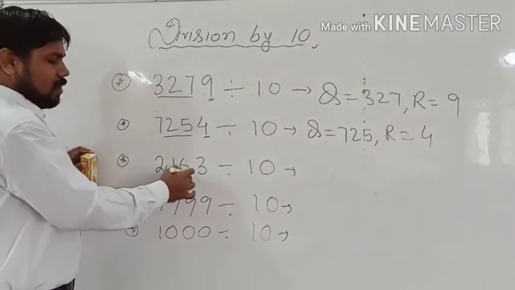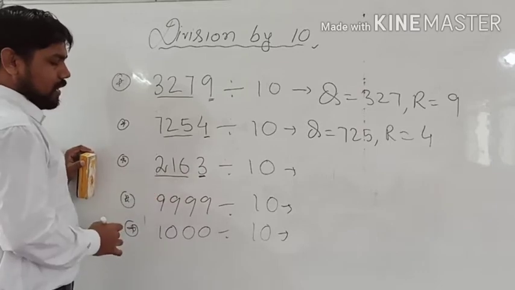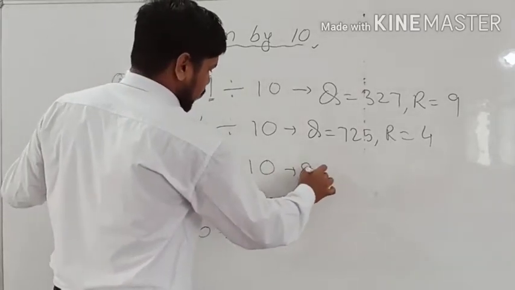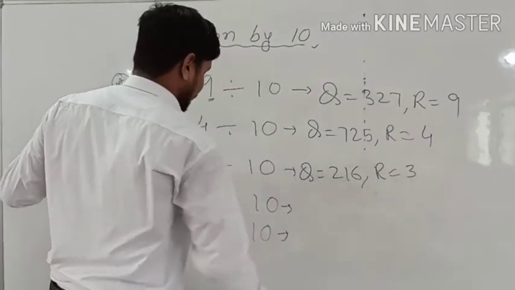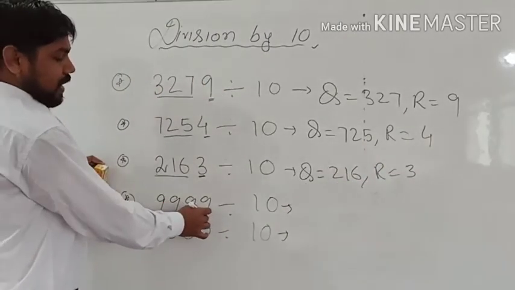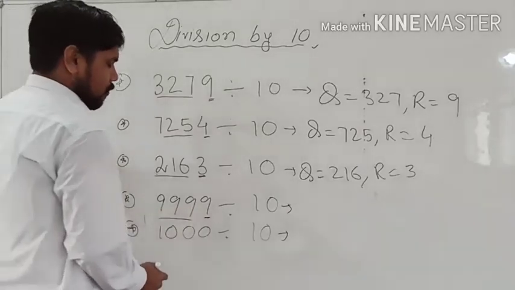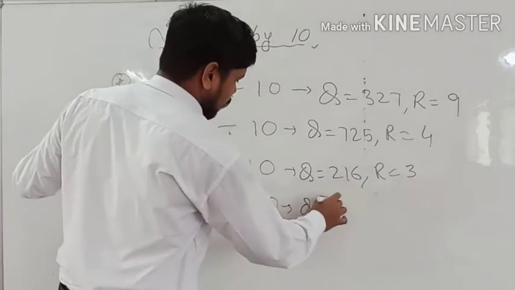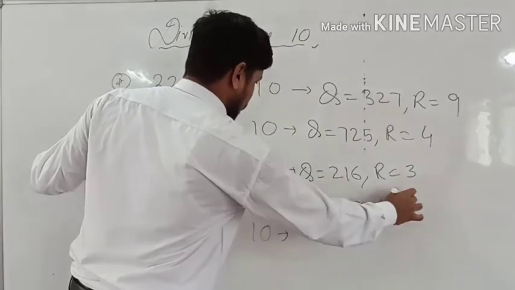Great. So in this case also, in the ones place we have 3 and the rest is 216. So quotient will be 216 and remainder will be 3. And the same way here we have 9. So 9 will be the remainder and 999 will be the quotient.